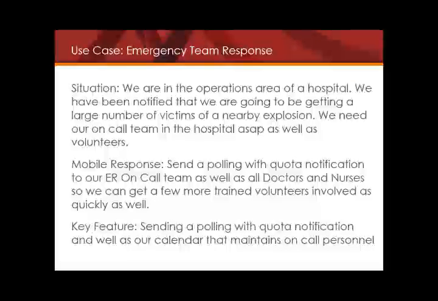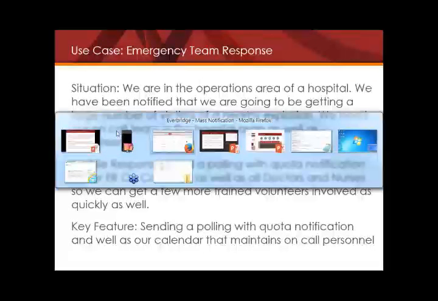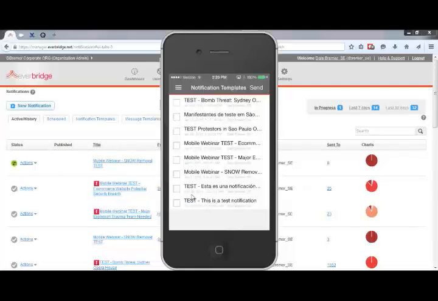So in this use case, what we're going to do is send out a polling message with quotas. And that's going to go out to our ER on-call team as well as other doctors and nurses so that we can get some trained volunteers back into the hospital as quickly as possible. So again, this is sending out a polling notification with quota. And let me switch back to the mobile app. So that's our notification template right there. So we'll click send, and we'll send it.